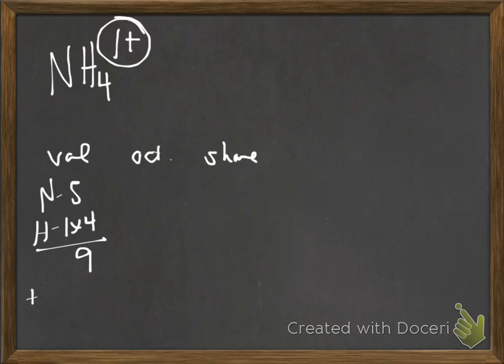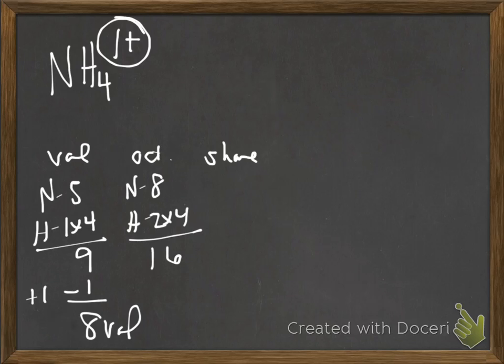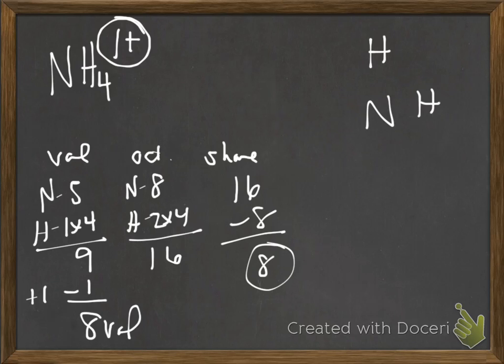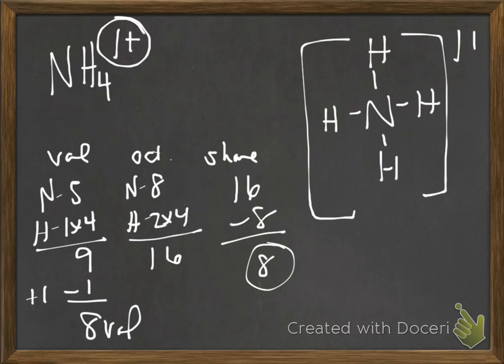So, because of the +1, we're subtracting 1 electron. So we have 8 valence. For octet, nitrogen wants 8, hydrogen wants 2, 16. How many are they sharing? 8. So once again, that's 4 bonds. Couldn't be easier. 1, 2, 3, 4. And we put the brackets and the 1 plus because it's an ion. You have to do that.